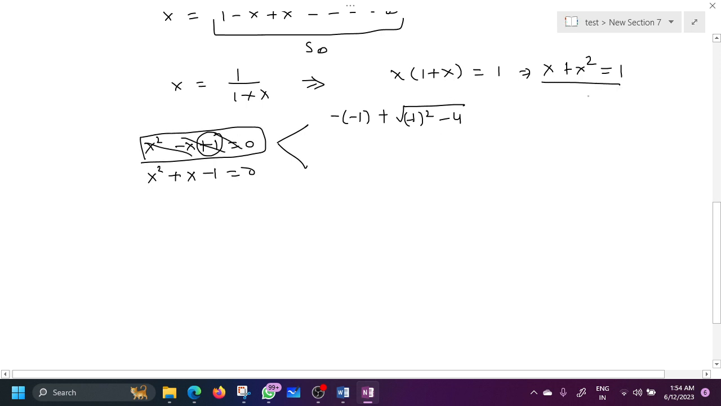Because if you change this equation, you will get x square plus x minus 1 is equal to 0. So this is the correct equation. And now let us find out the value.